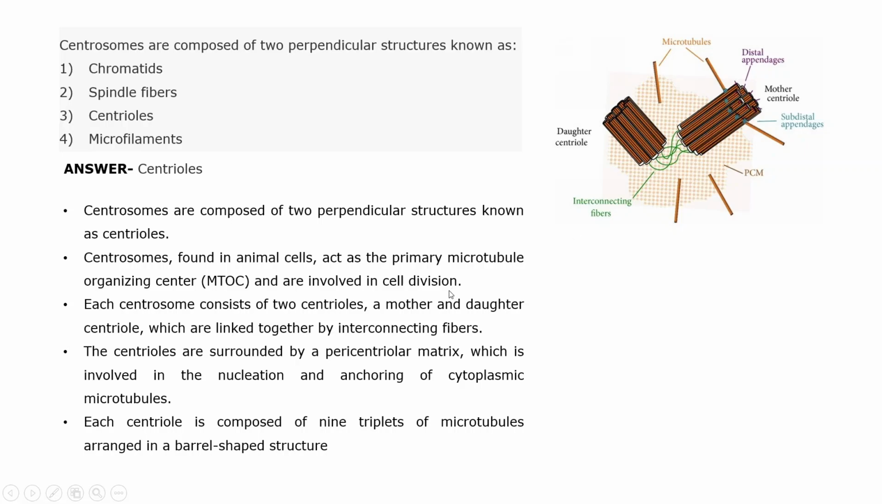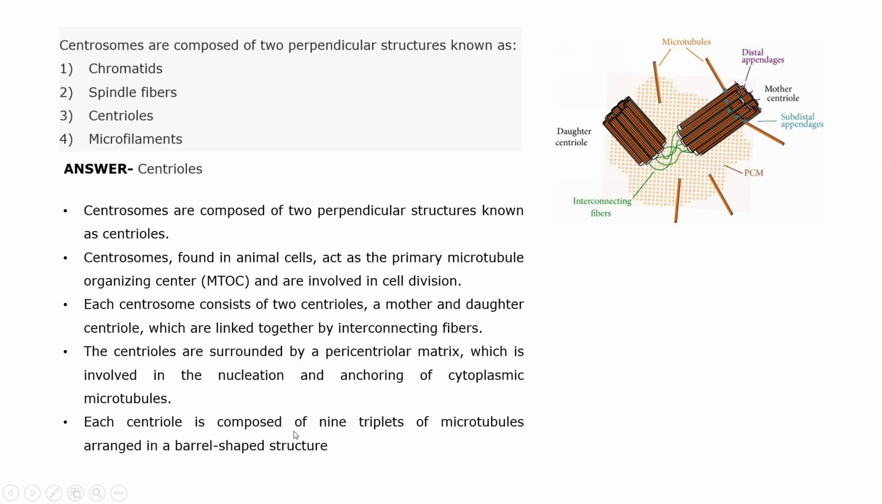So you can see the two centrioles here. One will be considered a mother centriole, and the other a daughter centriole, because the centrioles have a tendency to divide. The mother centriole is the one from where the daughter centriole is getting formed, and the centrioles are connected by interconnecting fibers. The centrioles are also surrounded by a pericentriolar matrix, which consists of proteins that help in microtubular nucleation and assembly, and also in nucleation and anchoring of cytoplasmic microtubules that we have discussed.